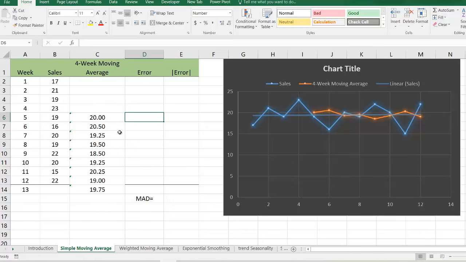To calculate the error, it is equal to the difference between the actual data minus the forecast. The error could be a positive or a negative number, since the forecast may be above or below the actual data. And again, to calculate the other errors, we simply copy the formula of this first error.